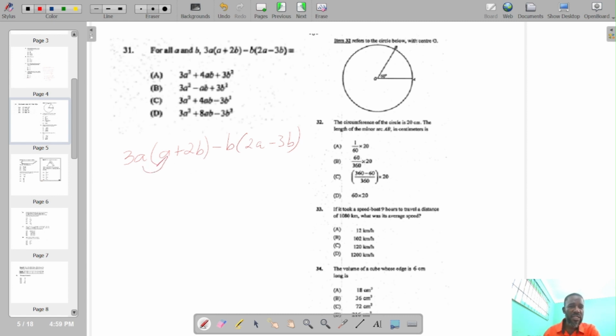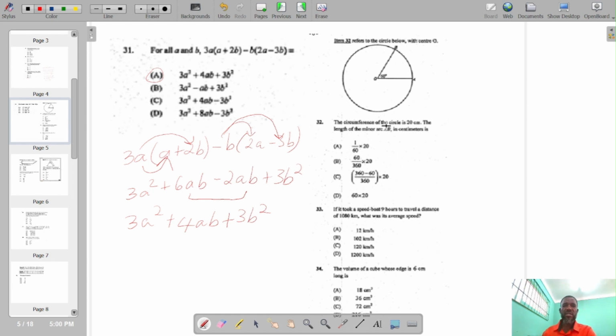So therefore we're going to multiply 3a times a will give us 3a squared. 3a times 2b will give us 6ab, and negative b times 2a will give us negative 2ab, and then a negative b times a negative 3b will give us positive 3b squared. So what we're going to have here is that 6ab minus 2ab will give us 4ab, and then grouping like terms we have 3a squared plus 3b squared. So our answer here is A.